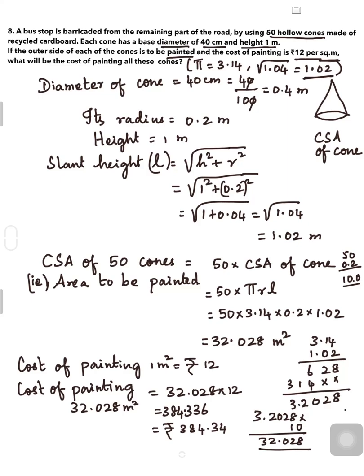So what is given? Diameter is given, radius is given. So we want to paint this cone. So we need to paint the CSA of the cone. So for that we need the slant height. So slant height we found as root 1.04, that is given as 1.02 in the question itself, hint. Then from that we found CSA of 50 cones, that is the area to be painted as 32.028 meter square, and cost of painting 1 meter square is given rupees 12. From that we find the cost of painting 32.028, that is the 50 cones area is painted with how much amount? Rupees 384.34.